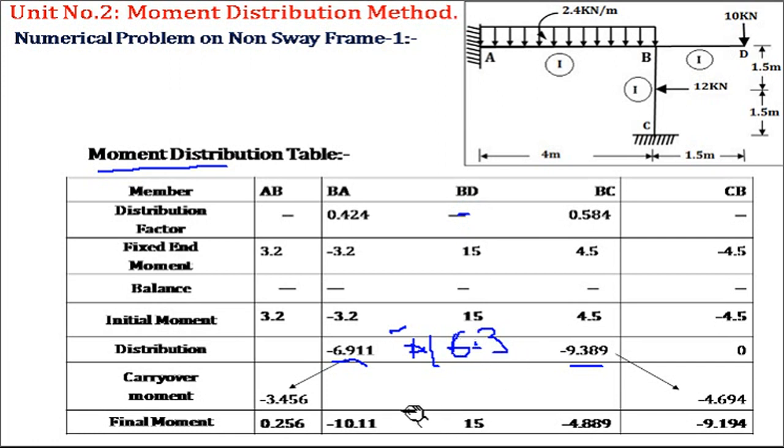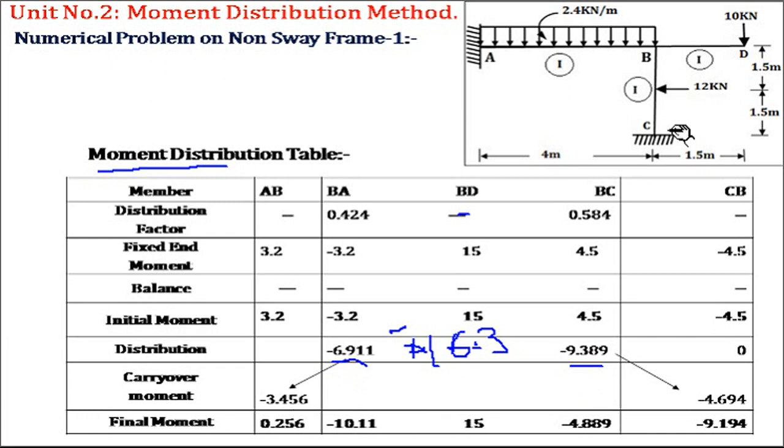Now this distribution is to be carried to the far end or nearer end, so it also depends upon the condition. Now from B to A, the far end is fixed, so the carry over of the moment is allowed, and it is half. So minus 6.911 divided by 2, we get minus 3.456.